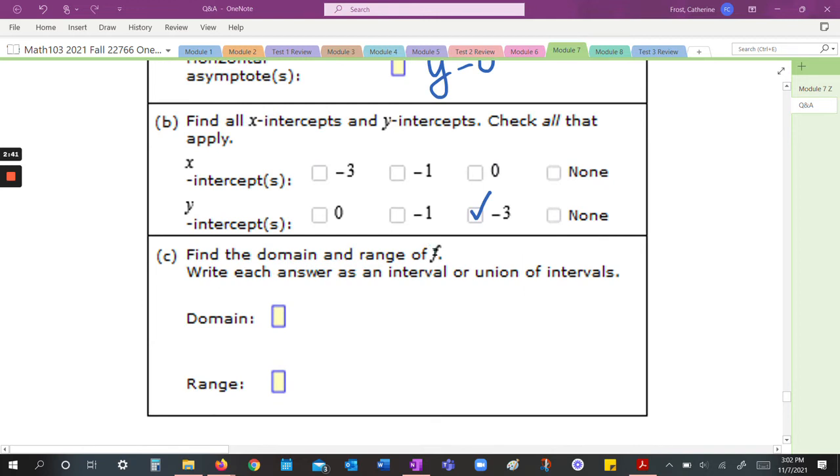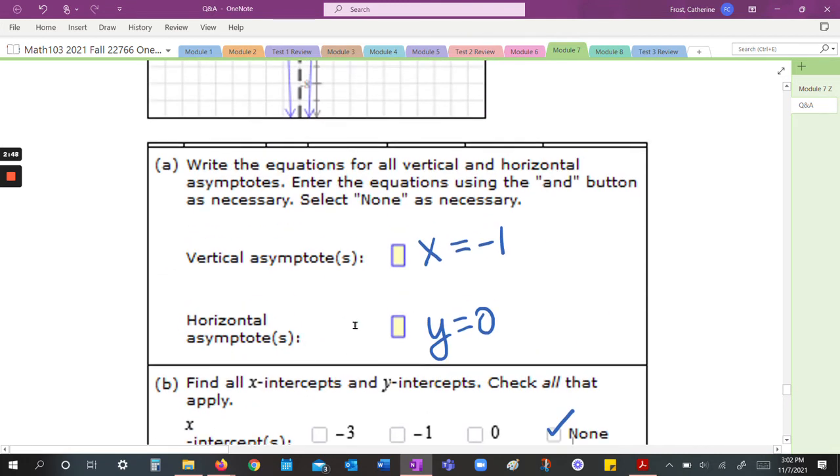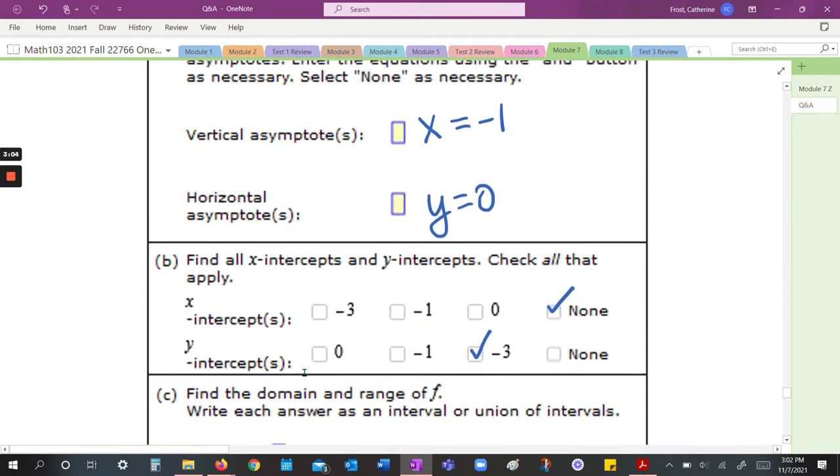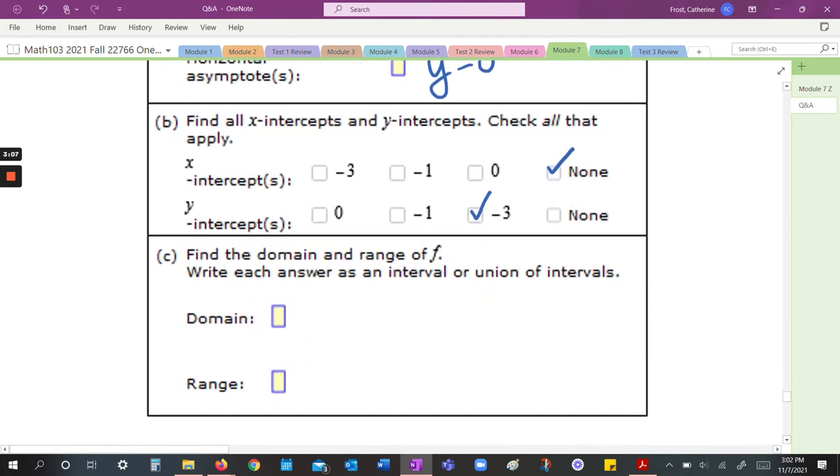And then finally we have the domain and range. The domain has everything to do with your vertical asymptotes. Looking from left to right, we could have a point at any x value except right on top of the vertical asymptote. So everything except -1. It says we need to do interval notation: -infinity to -1, union -1 to infinity.